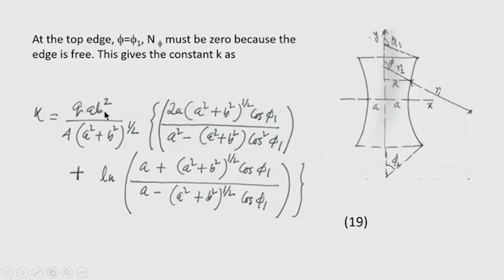equal to q a b square divided by 4 into (a square plus b square) to the power half into 2a multiplied by (a square plus b square) to the power half into cos phi 1 divided by (a square minus (a square plus b square) into cos square phi 1) plus natural logarithm of (a plus (a square plus b square) to the power half cos phi 1) divided by (a minus (a square plus b square) to the power half cos phi 1). So, constant of integration is found out.